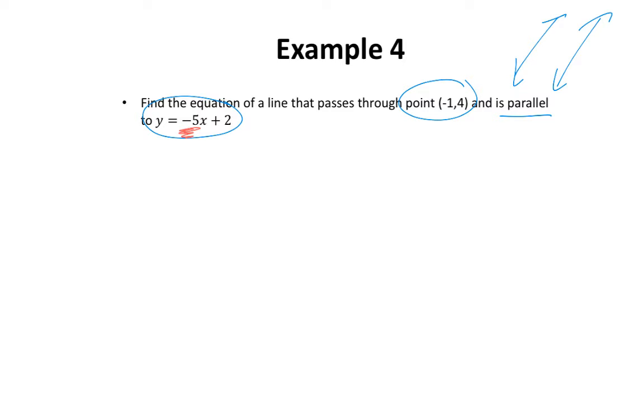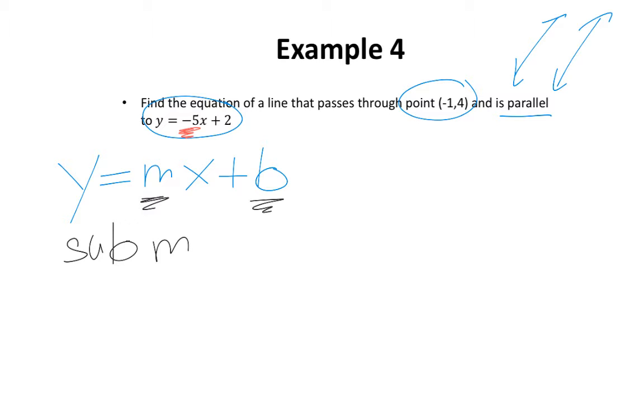I'm going to use the exact same steps as the previous question. Let's start with the general equation of a line, which is y equals mx plus b. Remember, we want to figure out the slope and the y-intercept. We've been given the slope. The slope is negative 5, since these are parallel lines. So instead of writing m in, I'm going to write negative 5, and everything else stays the same.